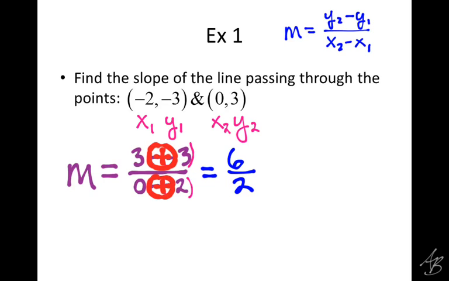And then we still need to do what we did in the opener, which is what? We need to reduce that. We need to simplify. So if we reduce by 2 here, we get what?